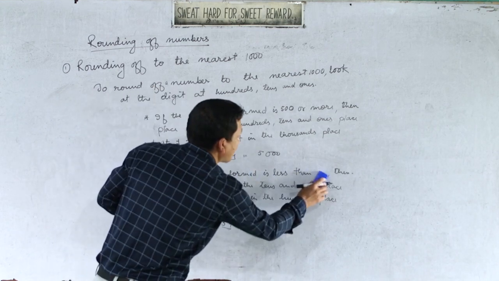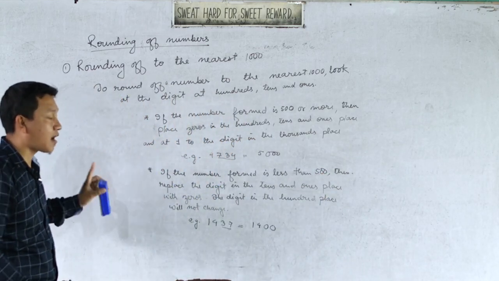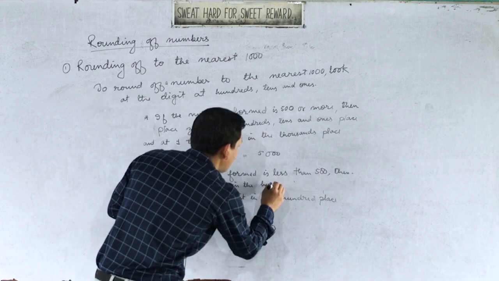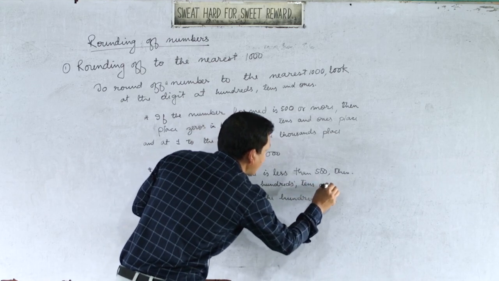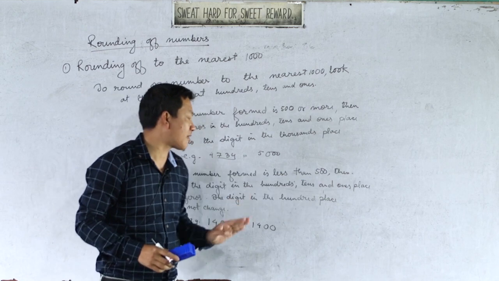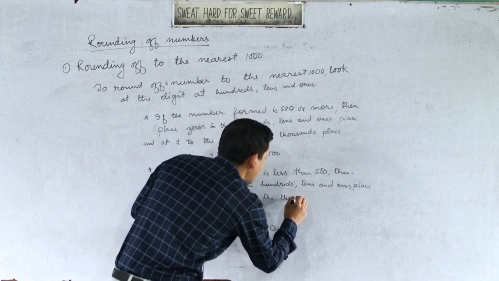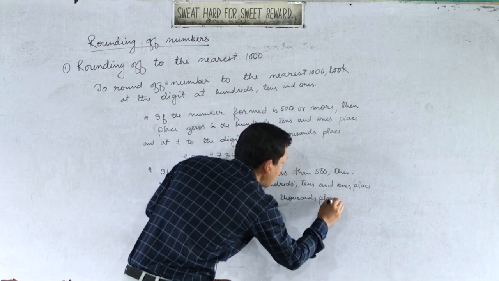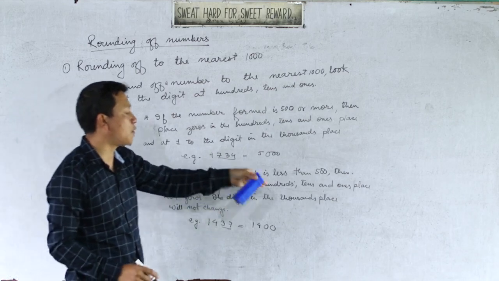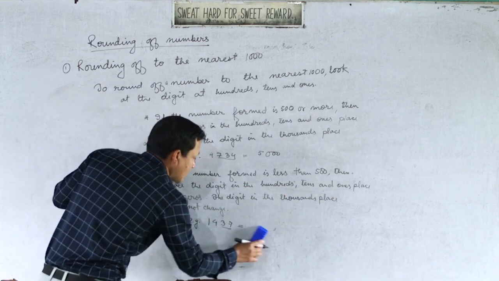Then lastly, if the number formed is less than 500, the hundreds, tens, and ones place form a number less than 500, then replace the digits in the hundreds, tens, and ones place with zeros. The digit in the thousand place will not change.